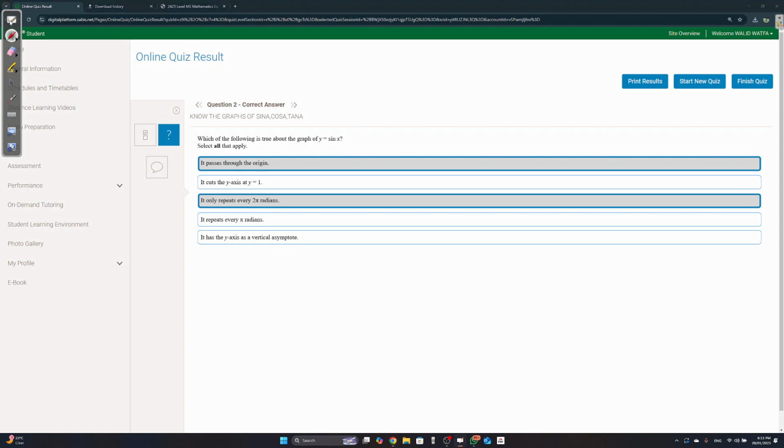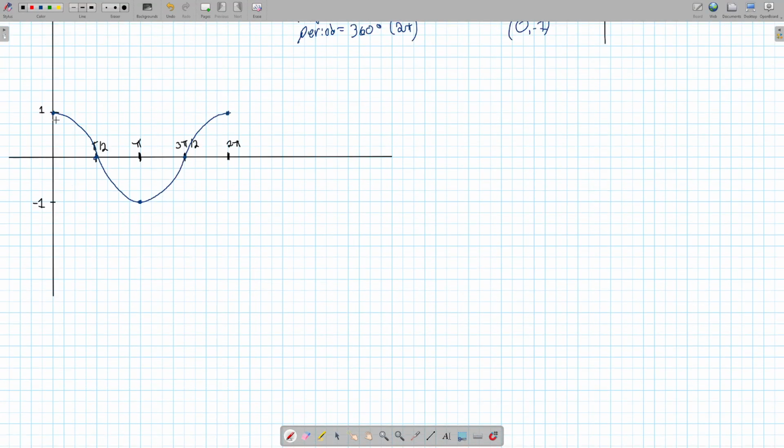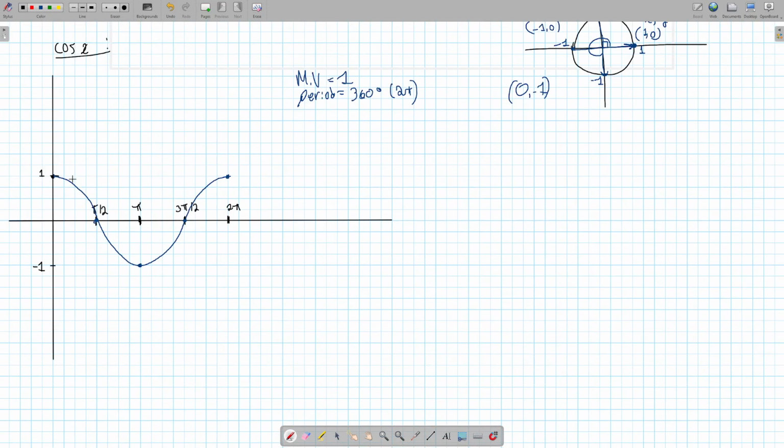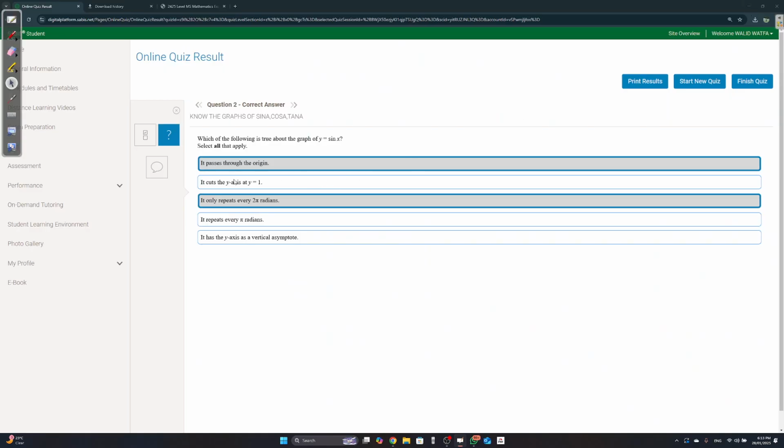Okay, except cosine, because cosine starts at y equals 1, you see? But sine and tan, they don't. They all have 0, 0, except cosine, you see how it is. It starts at 1 and then goes down. Okay? It only repeats every 2 pi radians, yes.